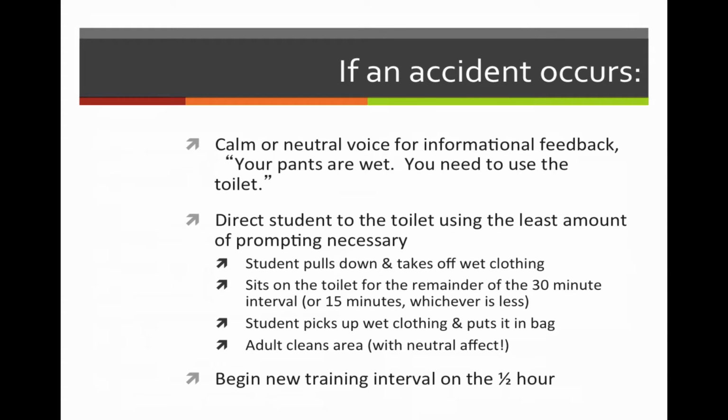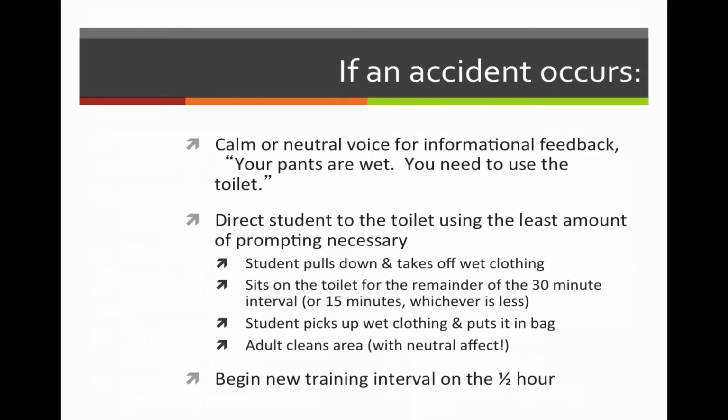Now, if an accident occurs, you want to keep very calm and very neutral. And your informational feedback is very bland. Your pants are wet. You need to use the toilet. And even just saying that, it sounds a little aggressive coming from me. So something like, oh, your pants are wet, we need to go use the toilet, or you need to go use the toilet. Direct the student to the toilet using the least amount of prompting necessary. Again, the goal is to keep them as independent as possible.